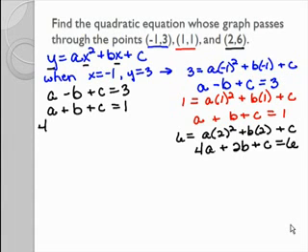And the last one, okay, so we're going to put it in row echelon form. I can either keep the first equation or I can swap it out with the second one. Let's just keep the first one.